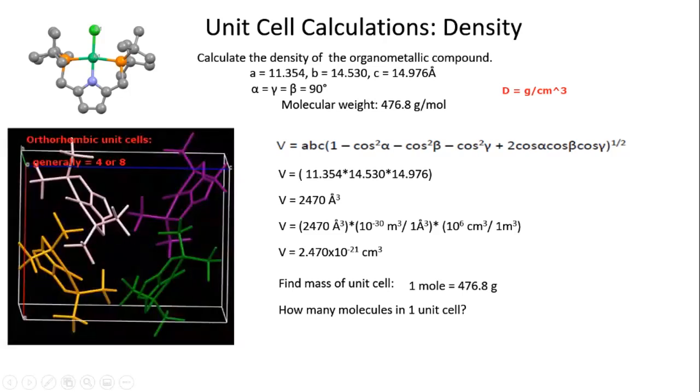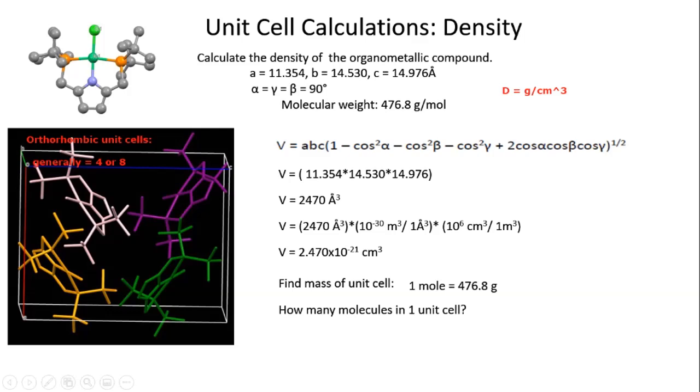And the way we can identify this is here I've drawn one unit cell of this organometallic complex. And as you can see from the different colors I've implemented here, there are 4 entities in one unit cell. So 4 organometallic, I guess you could call them formula units, in one unit cell.